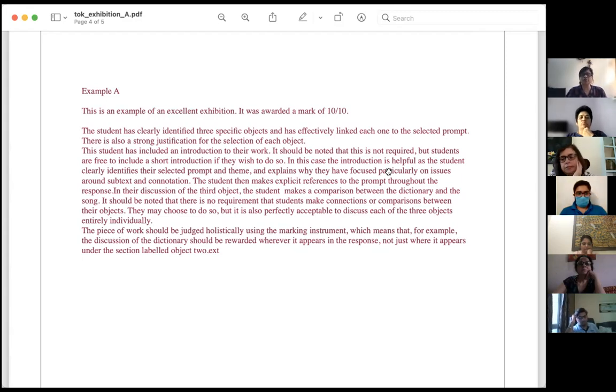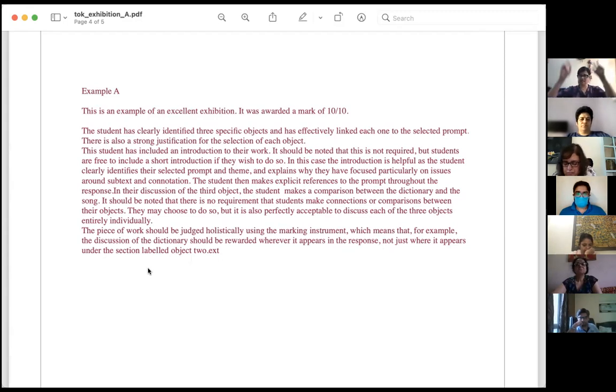In their discussion of the third object, the student makes a comparison between the dictionary and the song. It should be noted that there is again no requirement that the student makes connections or comparisons between their objects. They may choose to do so, but it is also perfectly acceptable to discuss each of the 3 objects entirely individually. The piece of work should be judged, of course, this is for the overall, holistically. Now, this is important for all of us to note, using the marking instrument, which all of us have, which means that, for example, the discussion of the dictionary should be rewarded wherever it appears in the response, not just where it appears under the section labeled object 2.